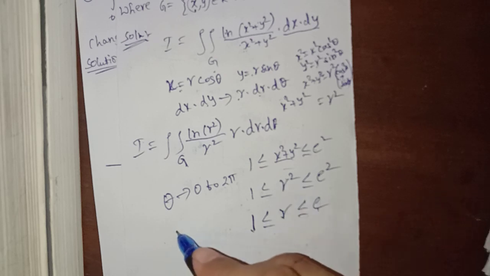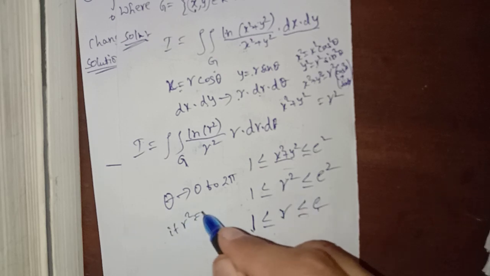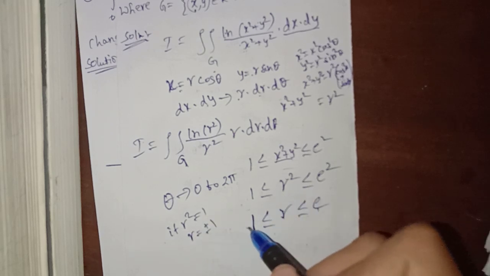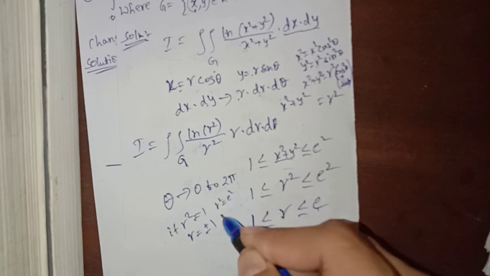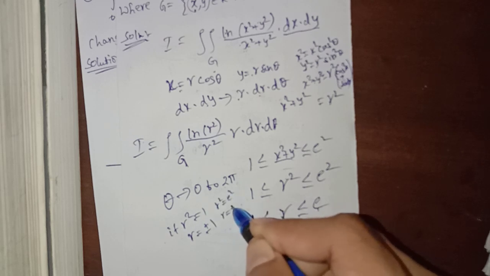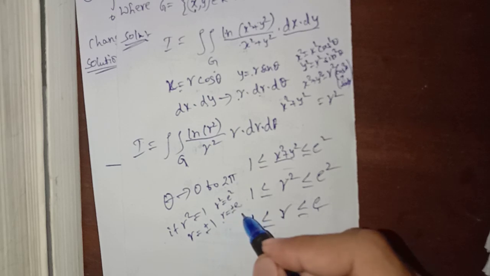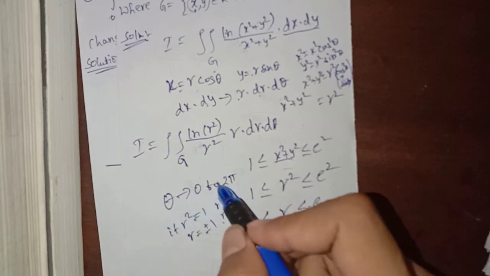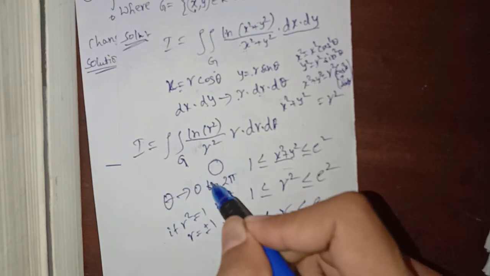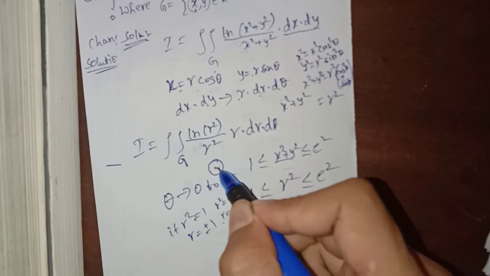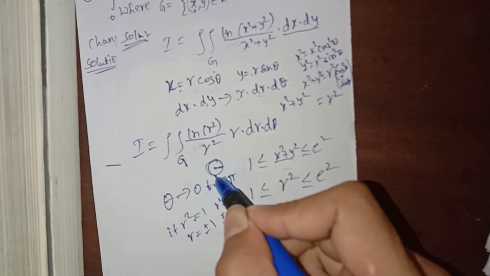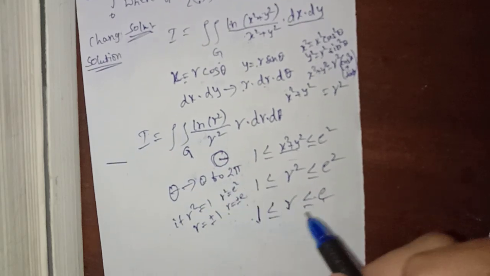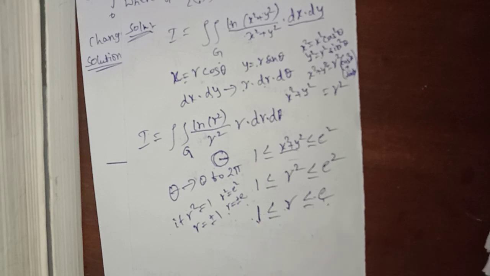We know that if r square is equal to 1, then r is equal to plus or minus 1, but we take only the positive value. If r square is equal to e square, r is equal to plus or minus e, but we take only the positive value. Why? Because theta is taken over the whole range 0 to 2 pi, which already includes all positive and negative directions. So we can take r from 1 to e.